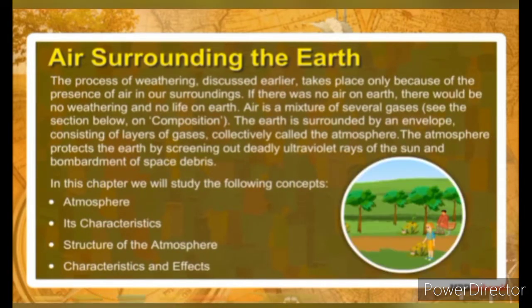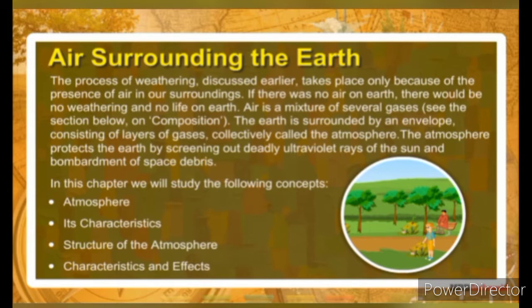The process of weathering, discussed earlier, takes place only because of the presence of air in our surroundings. If there was no air on Earth, there would be no weathering and no life on Earth. Air is a mixture of several gases. See the section below on composition.